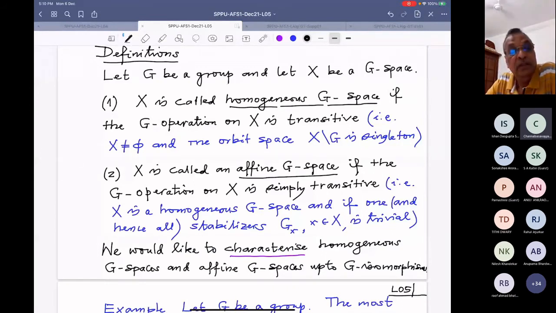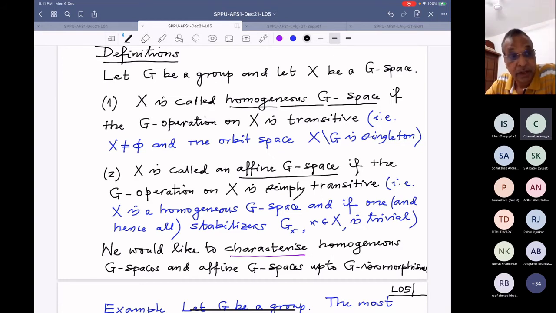So G is a group and X is a G space. Then definition one: I will call X a homogeneous G space if the G operation on X is transitive. And recall that transitive means, first of all, that the set X has to be non-empty and have only one orbit. That means the orbit space of X is a singleton. That's what I wrote in that book.